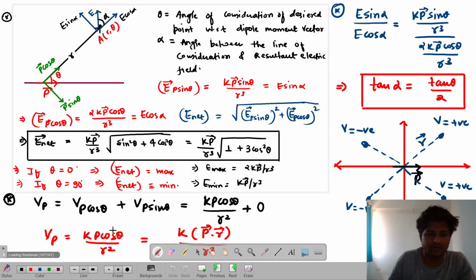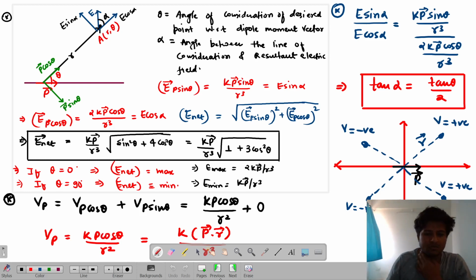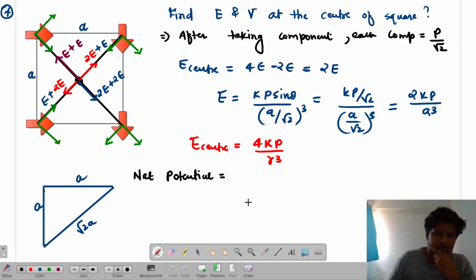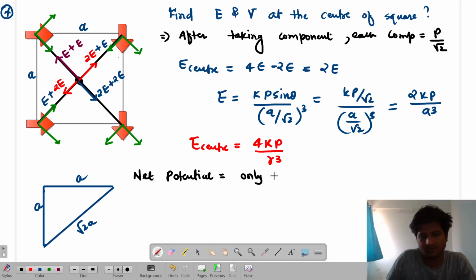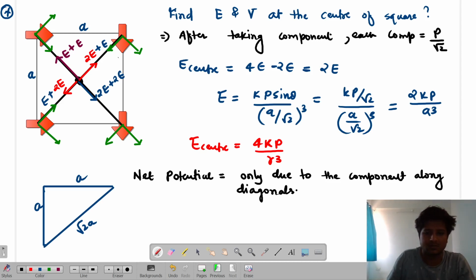Net potential, look over here. The net potential only exists due to which component? Cos theta component. So net potential, so only due to the component along diagonals. Is that clear?